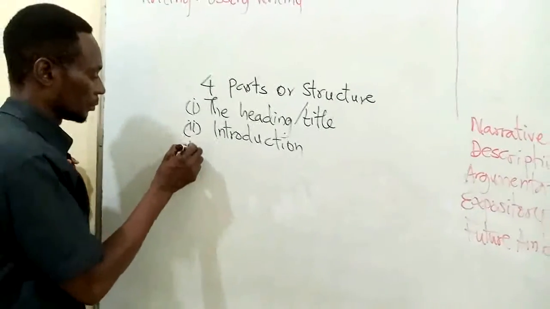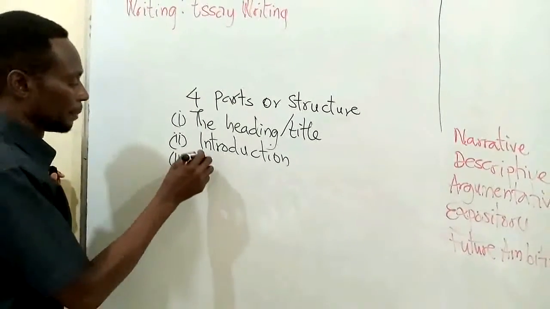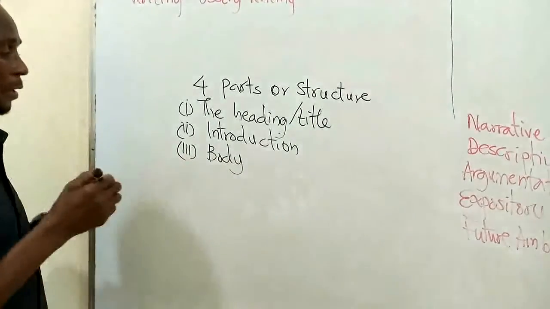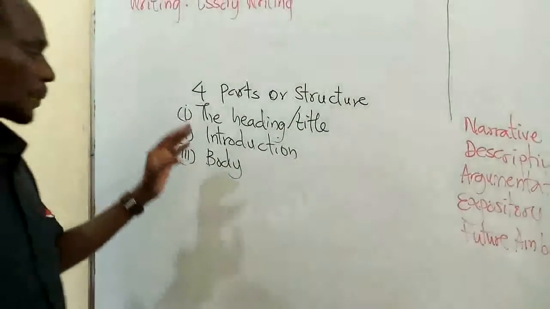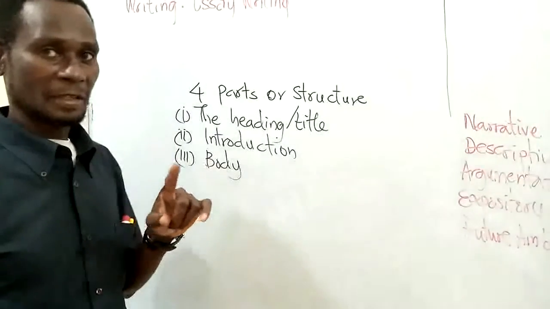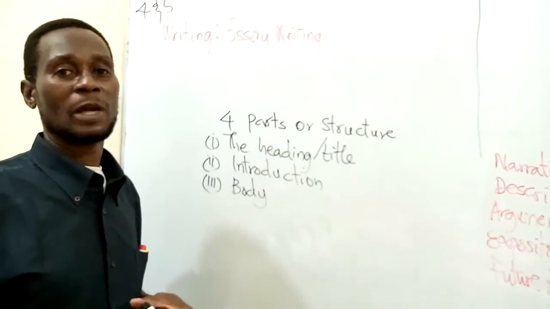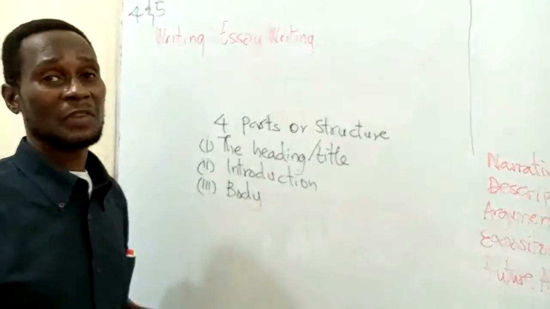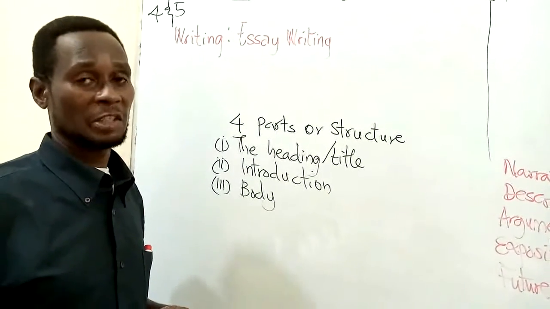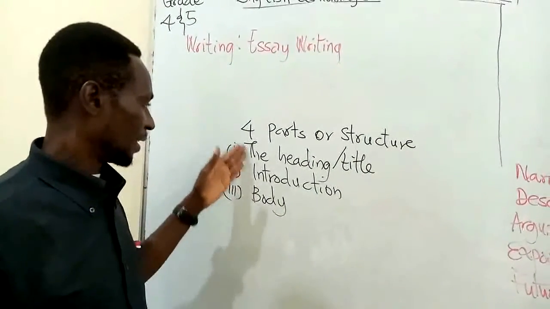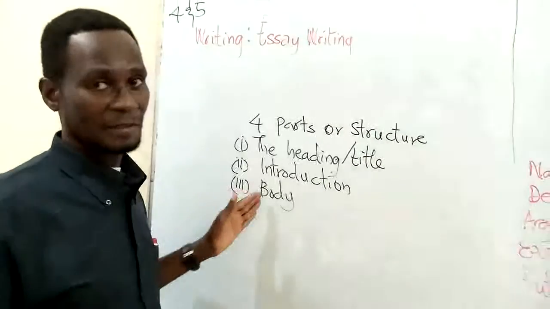Number three is the body. These parts are equally found in letter writing. So you see, that is why I told you the other time when I came to your class that the English language is very cheap. So you can still realize this in letter writing.